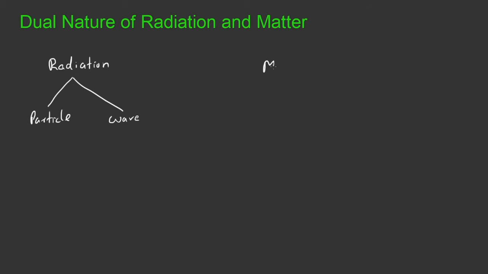In the same way, matter, for example electrons, which are particles with charge and mass, also shows wave nature. In this chapter, we are going to study about this dual nature of radiation and matter. In this video, we cover electron emission, work function, and three different ways of electron emission.